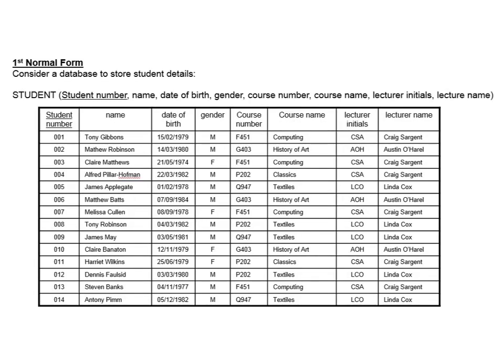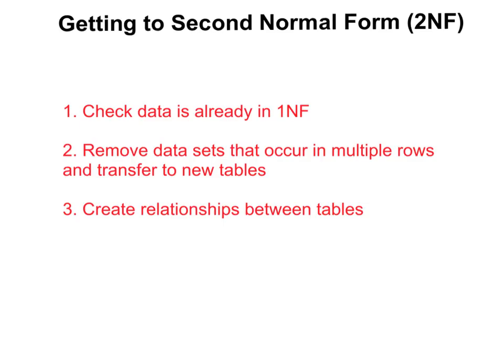So going back to our original example, here we now have our database in first normal form. We've split up the data in the lecturer column into lecturer initials and lecturer name, and we've added a primary key called student number. To get the database into second normal form, we must check the data is already in first normal form, remove any data sets that occur in multiple rows and transfer them to new tables, and create relationships between these new tables and earlier tables by adding primary foreign key links.